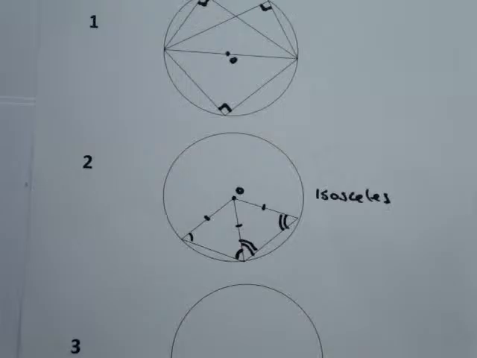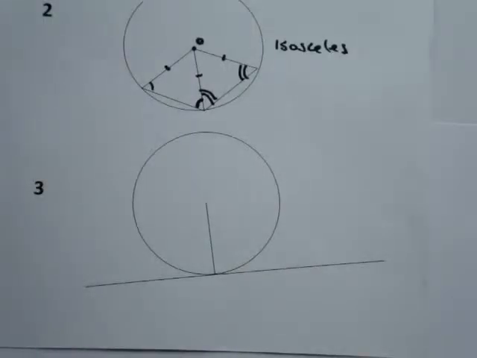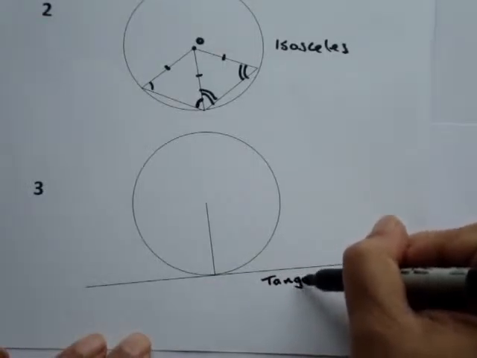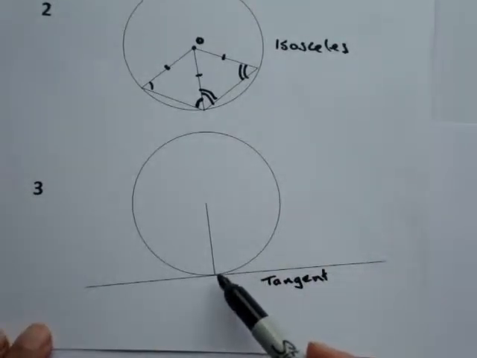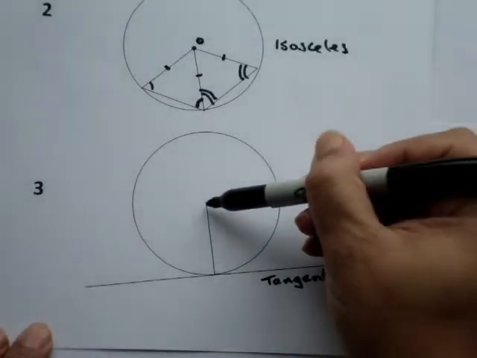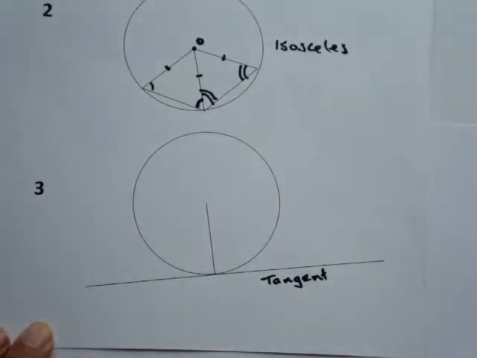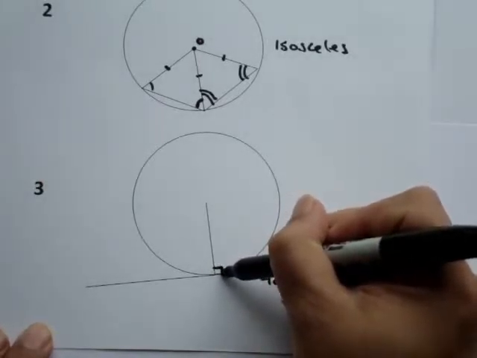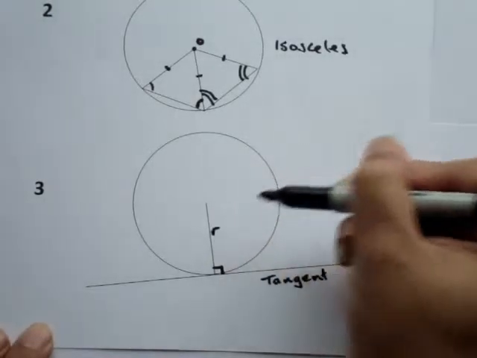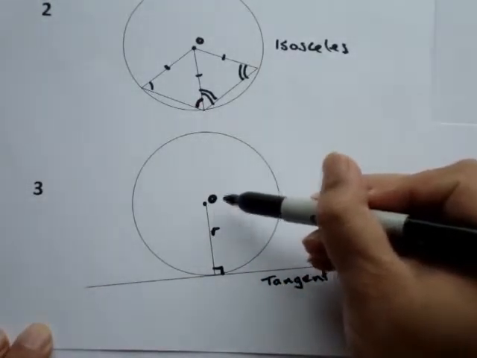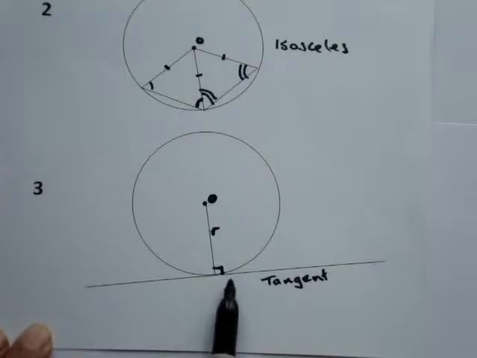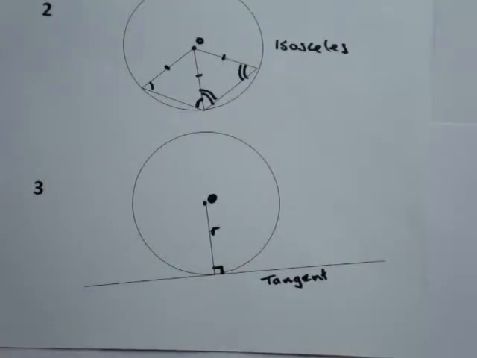Number 3, if we have a tangent, so this is the tangent to the circle, where the radius meets the tangent, they do so at exactly 90 degrees. So this is the radius, this is the center of the circle, this is the radius, and where it meets the tangent it does so at 90 degrees.